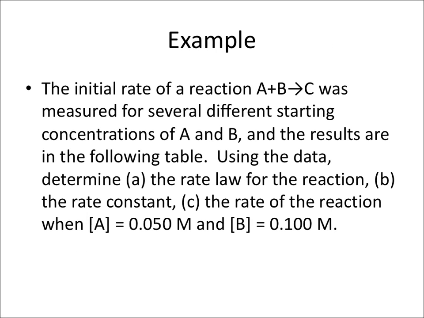So I'm going to show you an example in this sort of scenario. We have a reaction A plus B yields C, measured for several different starting concentrations of A and B, and we're going to give the results in the table in the next slide. So we're going to determine the rate law for the reaction, calculate the rate constant, and calculate the rate of the reaction when the concentration of A is 0.05 molar and B equals 0.1 molar.